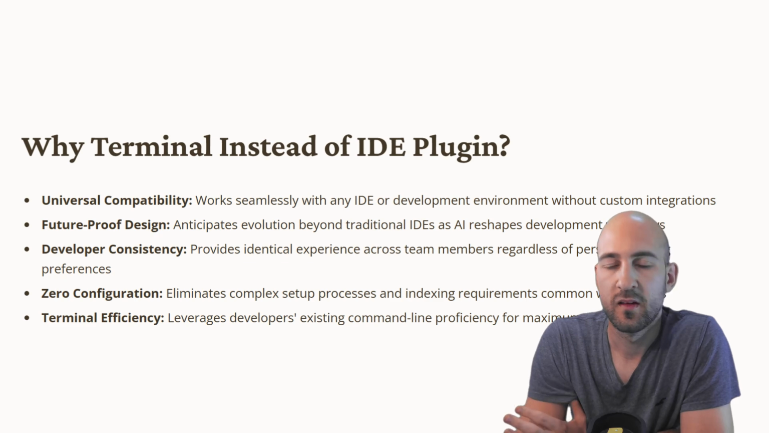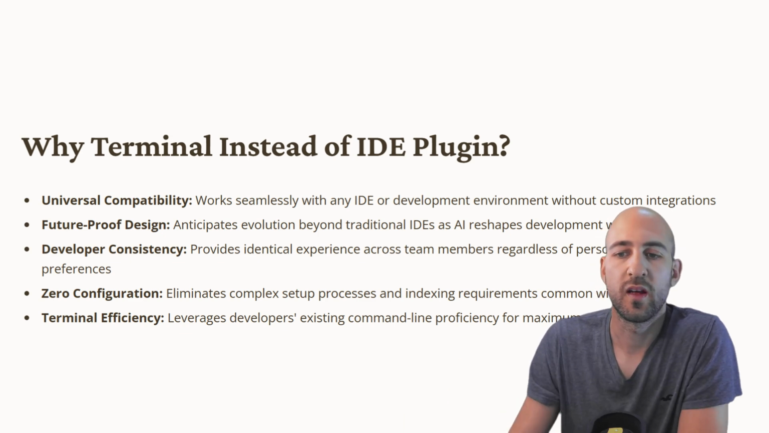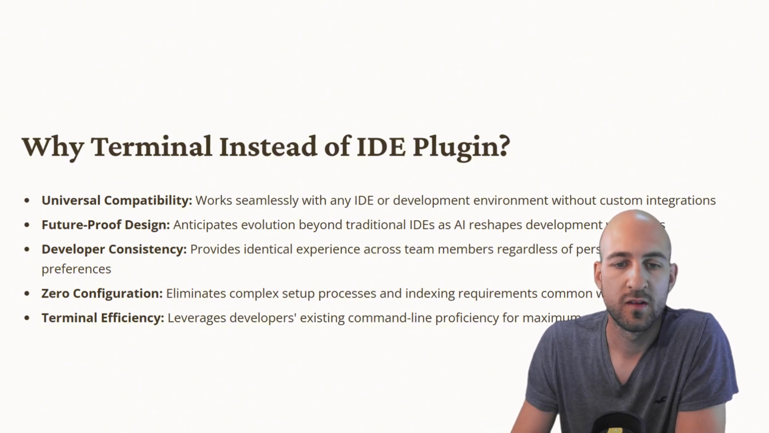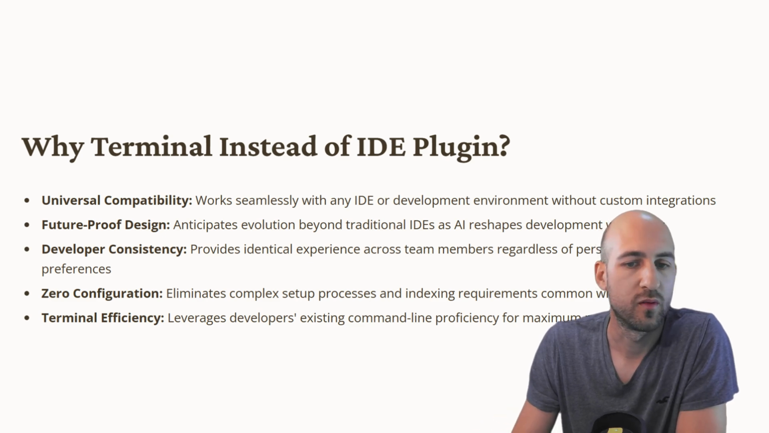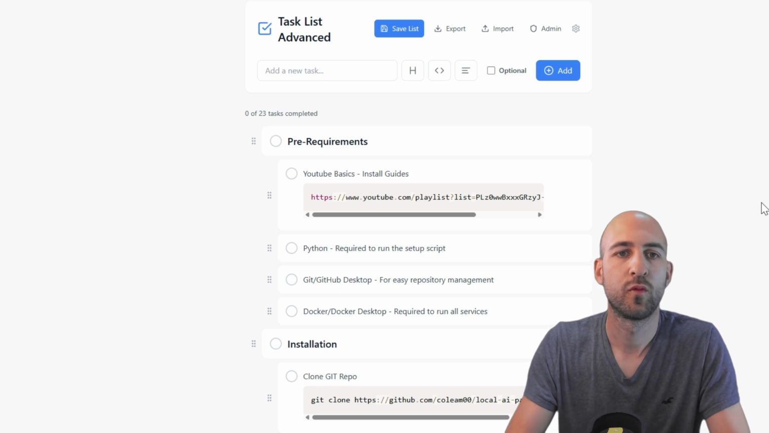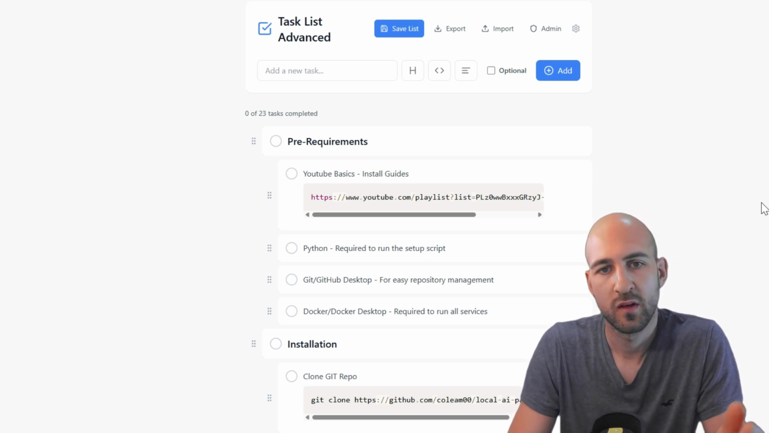Another thing here is the zero configuration. So there is no indexing, no complex setup process. It just works out of the box without any plugins. And the last one is the terminal efficiency. Every developer normally knows how to work with the terminal, so nothing new to learn, and they can directly start with using it. Okay, as already promised, we want to do an implementation example now for the task list advanced.